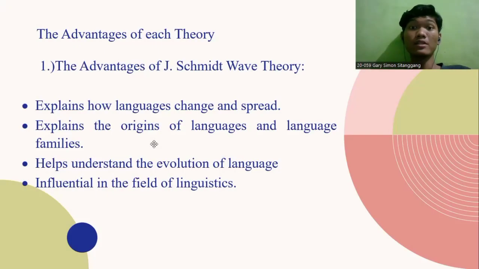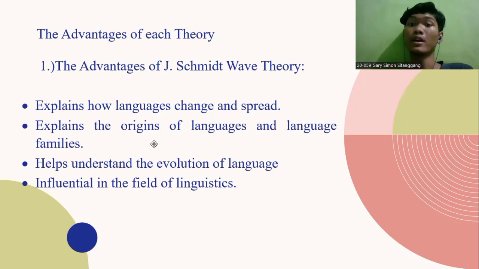And next is the advantages of each theory. The first one is the advantages of J. Smith's wave theory. First, it explains how languages change and spread across geographical areas. Next, it explains the origins of languages and language families. It also helps people to understand the evolution of language and how new languages emerge and spread to other regions. And last, it is influential in the field of linguistics.